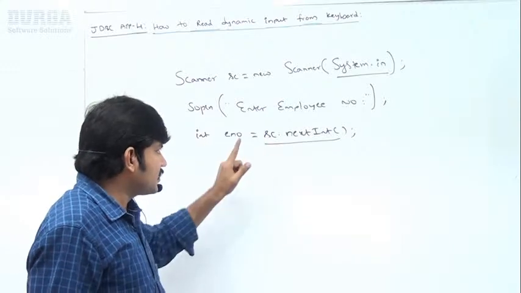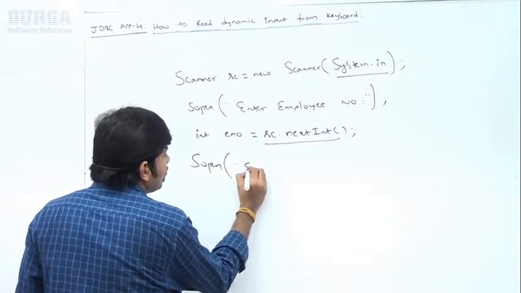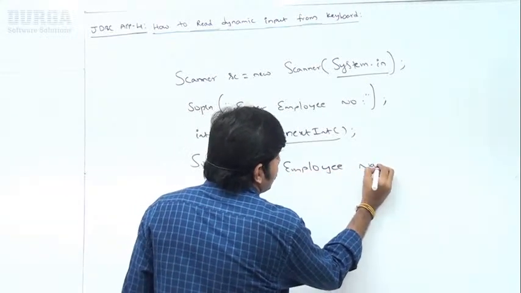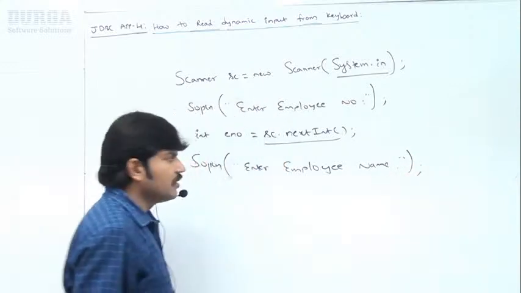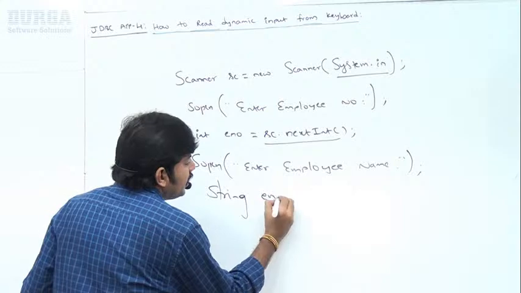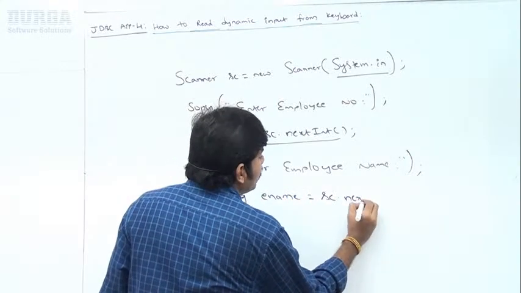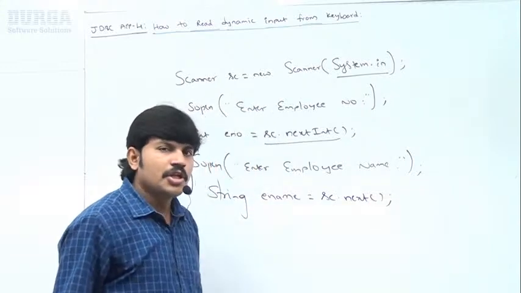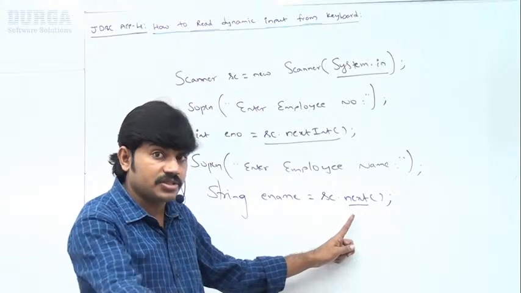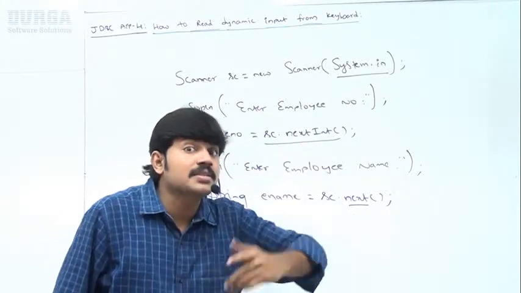Similarly, System.out.println, enter employee name. How can I get the employee name? String ename is equal to sc.next. That's all. If it is the string type, you can simply use next; you are not required to use next string. But if it is the int type, nextInt. If it is the double type, nextDouble, like that.